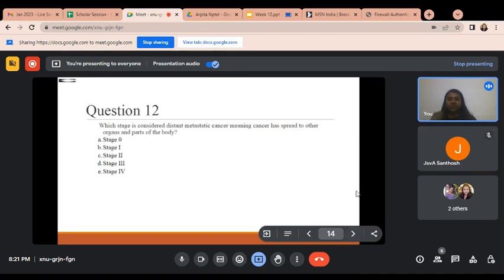So next question is which stage is considered distant metastatic cancer, meaning cancer has spread to other organs and parts of the body. So the first option is stage 0, the second option is stage 1, the third option is stage 2, the fourth option is stage 3, and the last option is stage 4. So which stage is considered distant metastatic cancer, meaning cancer has spread to other organs or parts of the body?